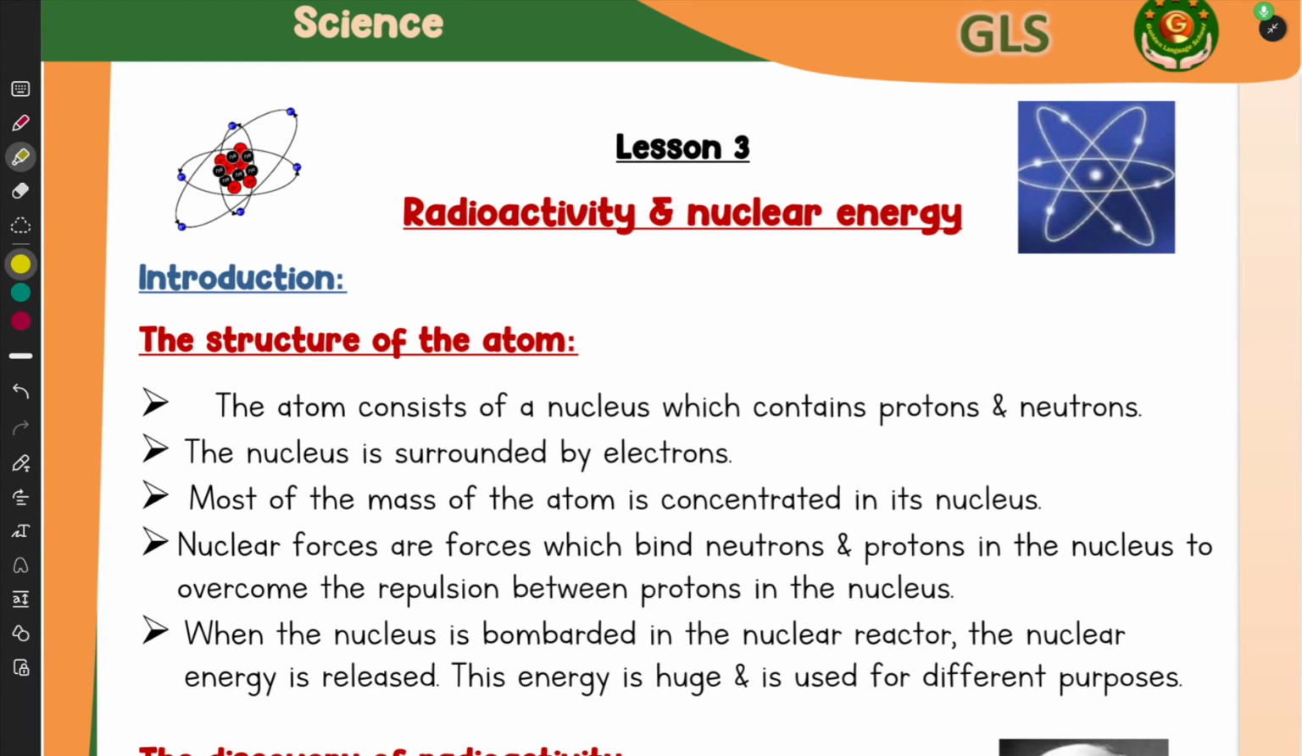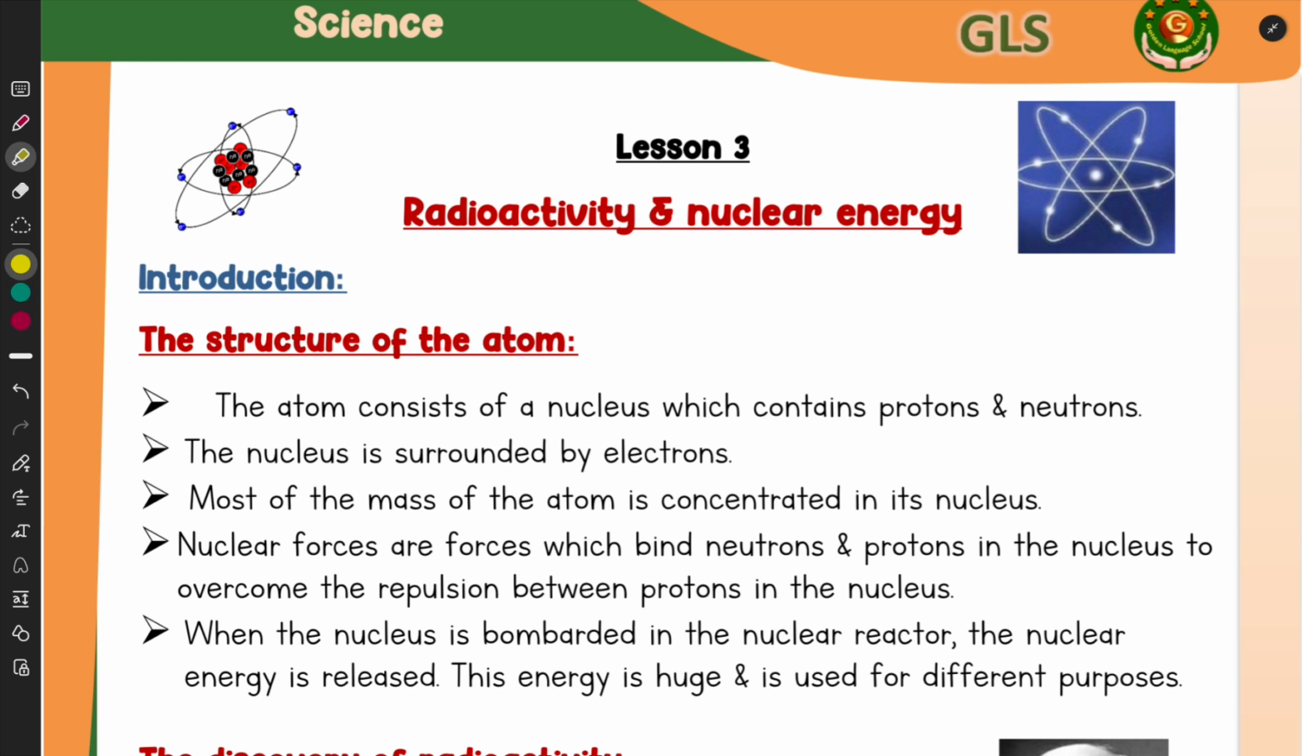Welcome back to lesson 3 in unit 2, which speaks about radioactivity and nuclear energy. We should know first of all some knowledge about the atom from previous years, Middle 1 and Middle 2. We know that inside the atom we have a nucleus, and inside the nucleus we have protons and neutrons, and outside the nucleus we have some electrons orbiting around it.